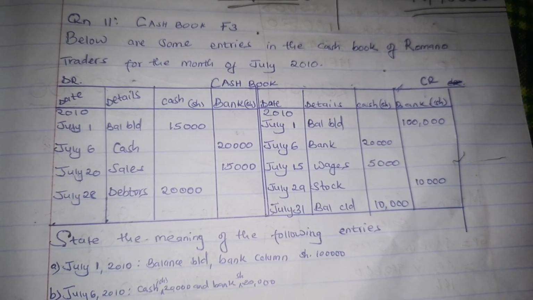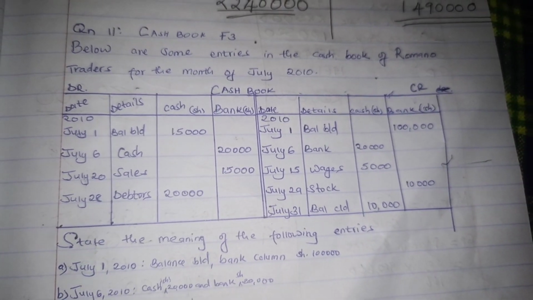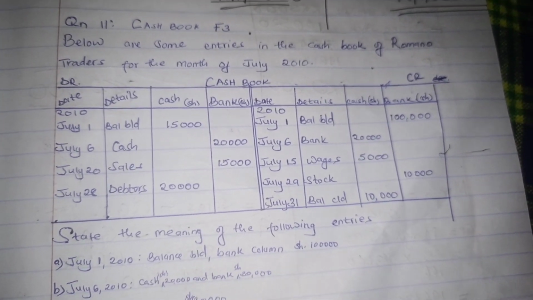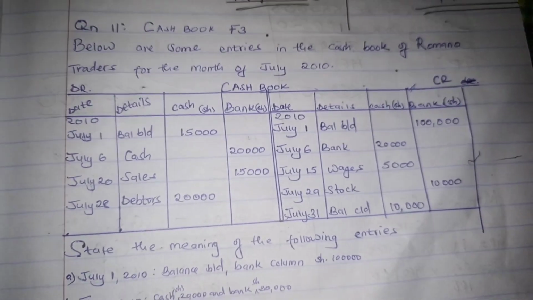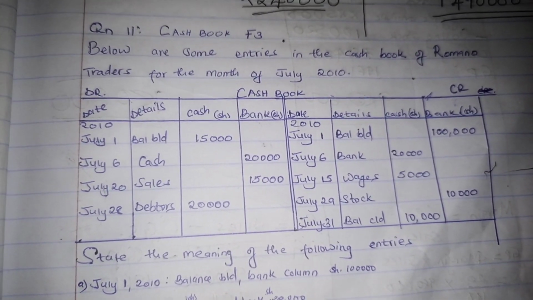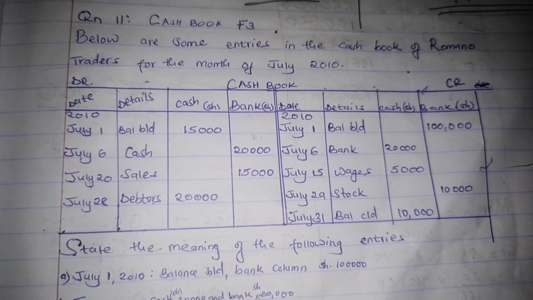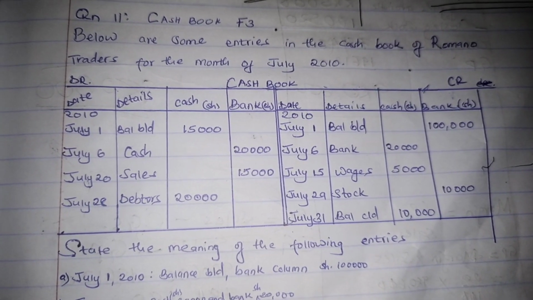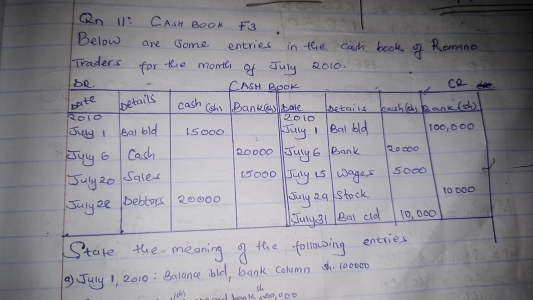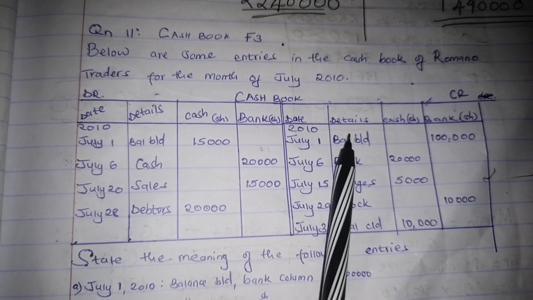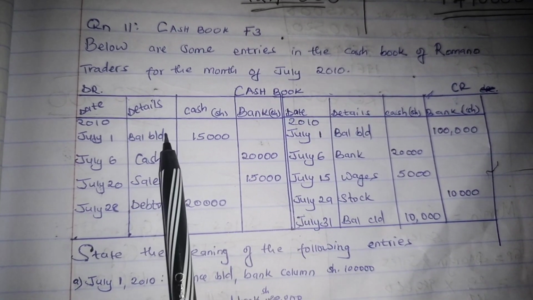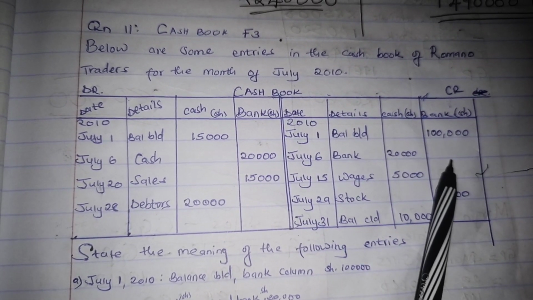Let's move on. So we have a question here on cash book. This is an accounting question using another format. Given below are some of the entries in the cash book of Romano Traders for the month of July 2010. So we have our cash book there. This is our debit side, that's our credit side.